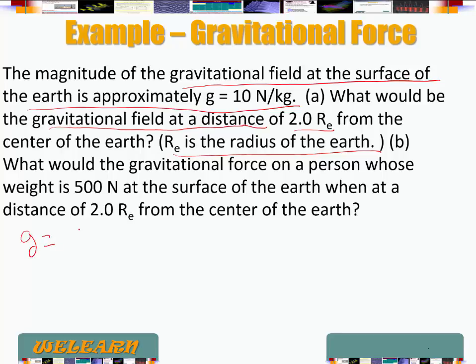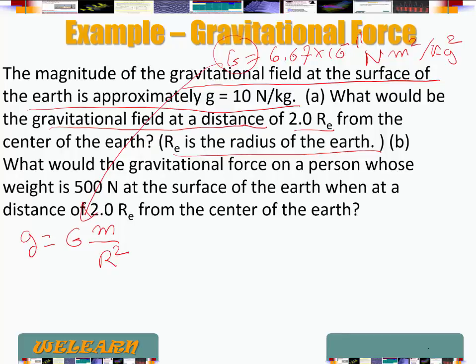It is G, capital G, times the mass of the planet that's responsible for that field over the distance from the center of that planet squared. Remember, capital G, I'm going to write it aside here, is the universal gravitational constant, which is 6.67 times 10 to the minus 11 newton meter squared per kilogram squared. That's the universal gravitational constant that we have here.